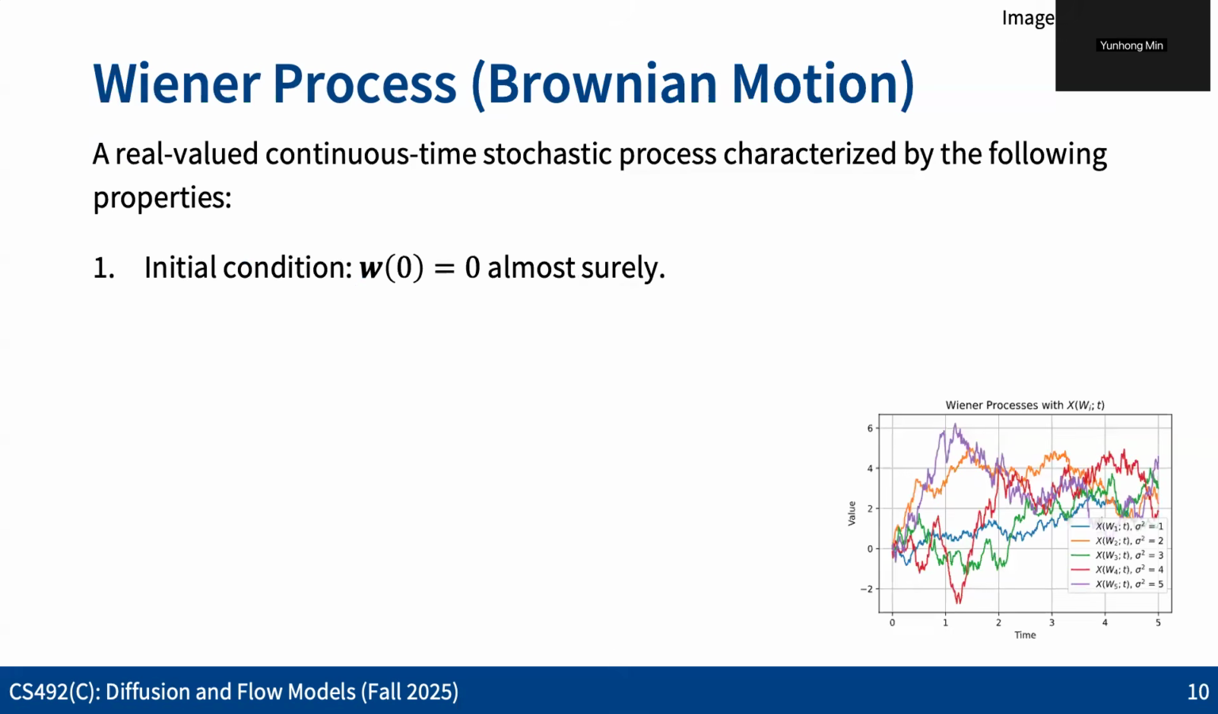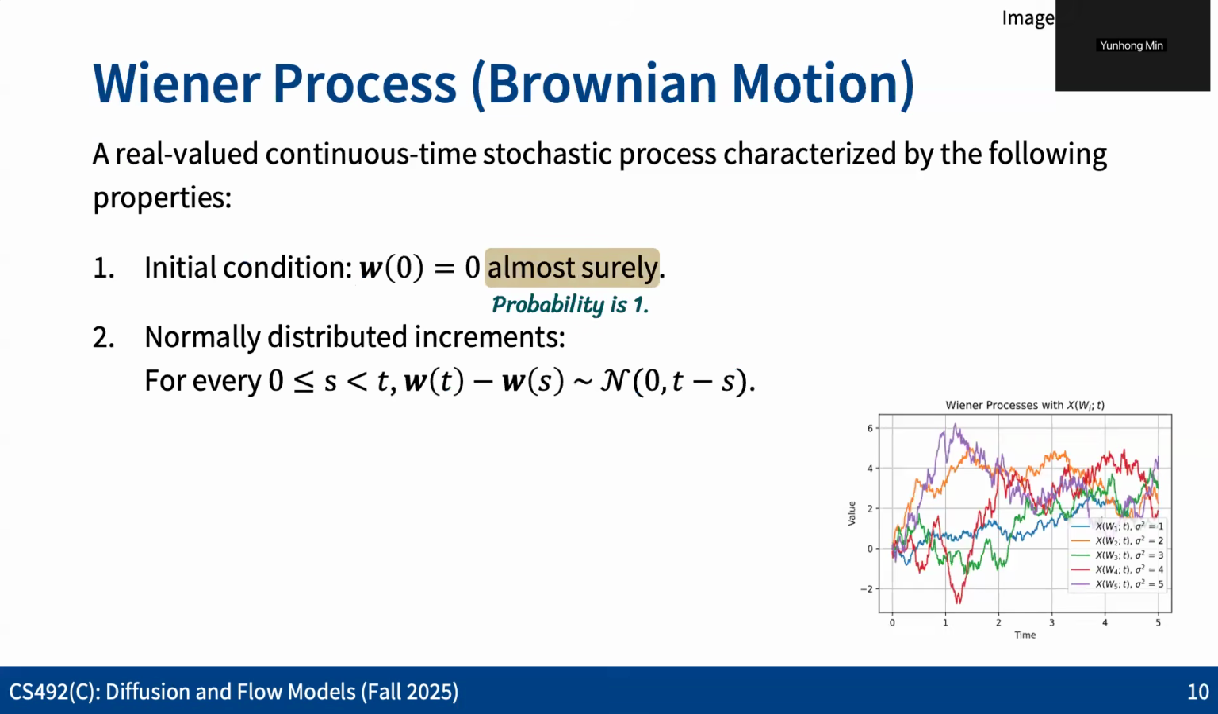So basically, this is the function which is starting at zero, right? So every time, when the time is zero, it's starting from zero. Almost surely means that the probability of starting from zero is one. So that's some mathematical meaning of almost surely. And then the meaning of Brownian motion is that the increment of each time step also follows some kind of normal distribution. So that's the second characteristic.